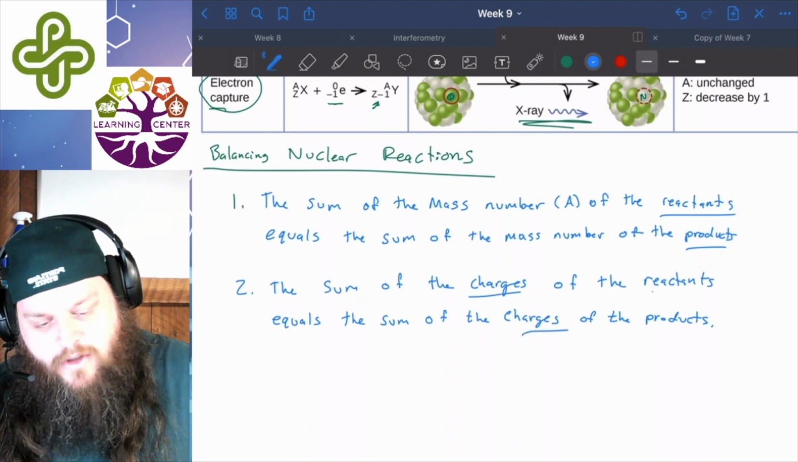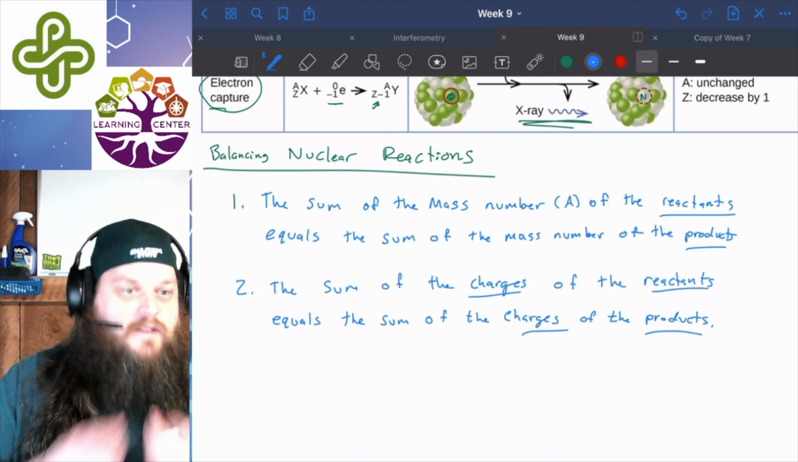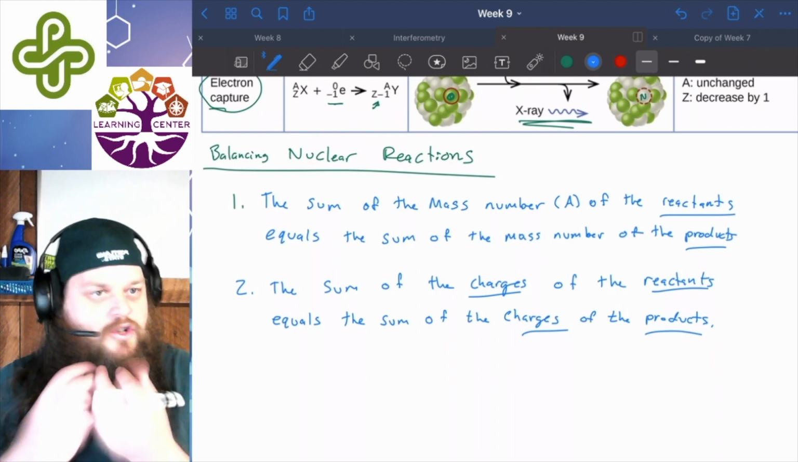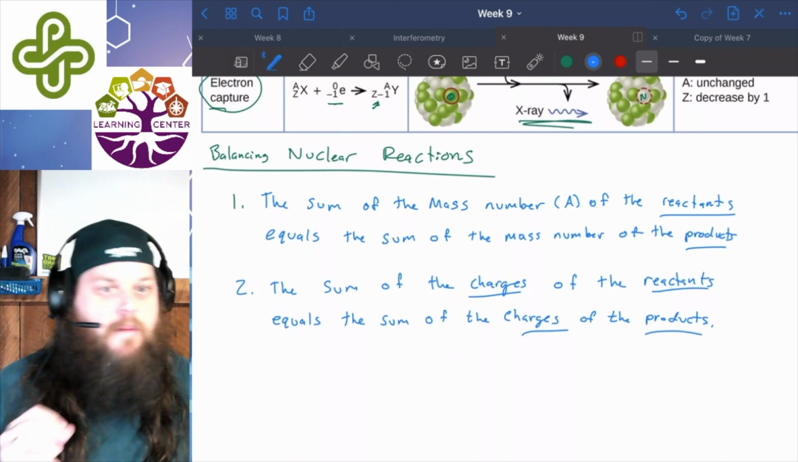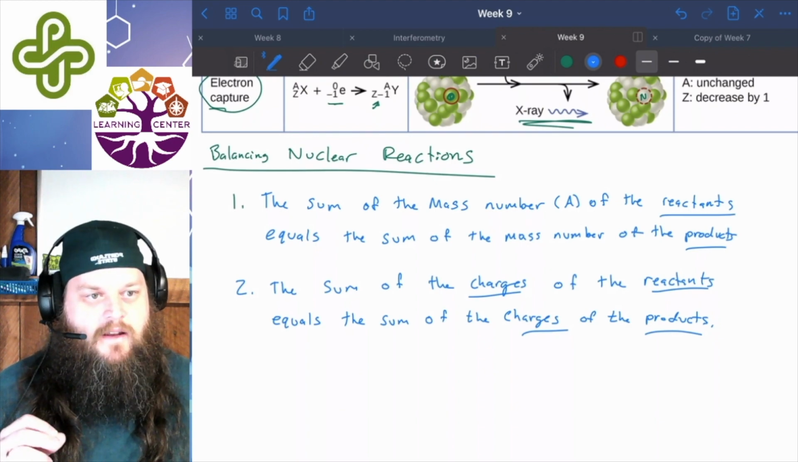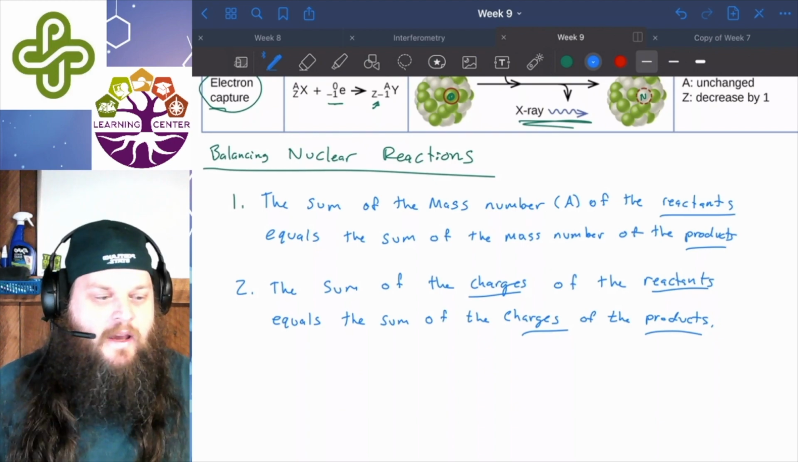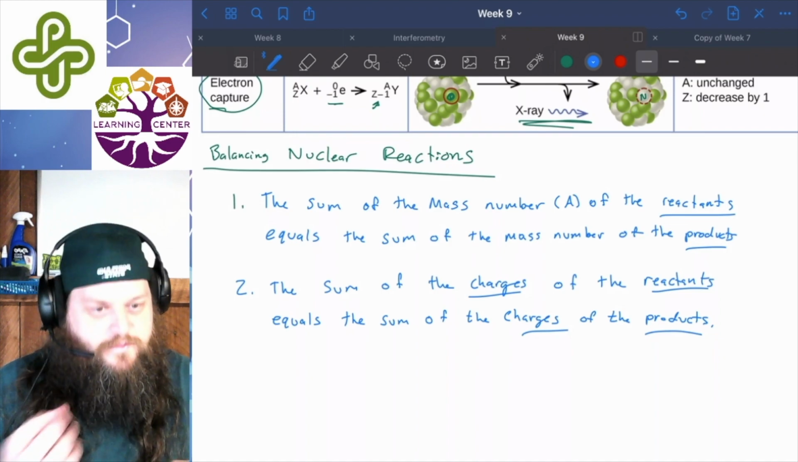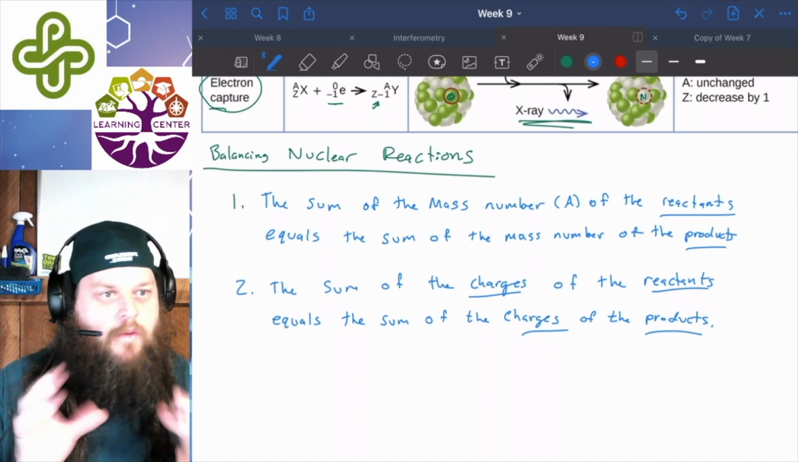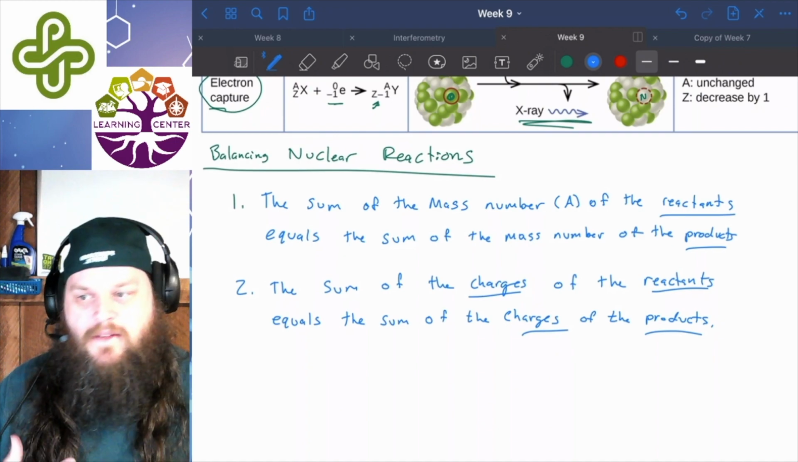So now we're talking about charge, and it's just this conservation of charge. Whatever charge we had in that atom to begin with has to equal the combined charges that we have on the other side. So if we're radiating out electrons and we're becoming more positive in that process, the net charge of both the reactant and the product side needs to be the same.